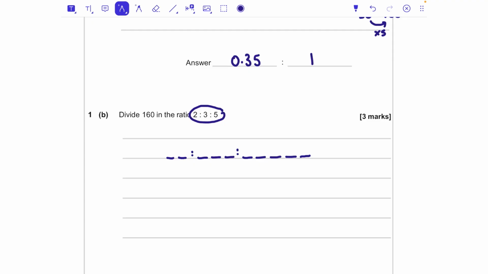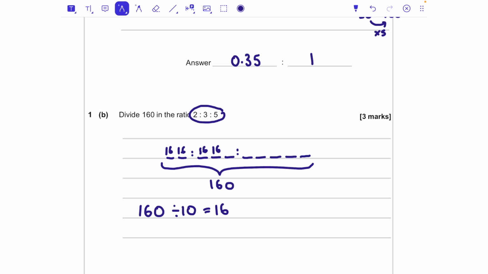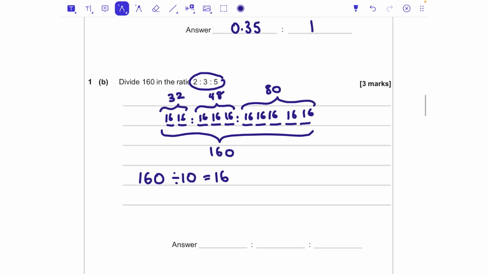So the 160 represents all of these, so we're going to take 160 and we're going to divide it equally into 10 little sections, and that gives us 16. So we then know that on each of these lines we have 16. So the first section is 2 lots of those 16, and that's going to be 32. The next section is 3 lots of those 16, which is 48. And the next section is 5 lots of those 16, which is 80. So the ratio that we're looking for here is going to be 32 to 48 to 80, and that is dividing 160 into that ratio.